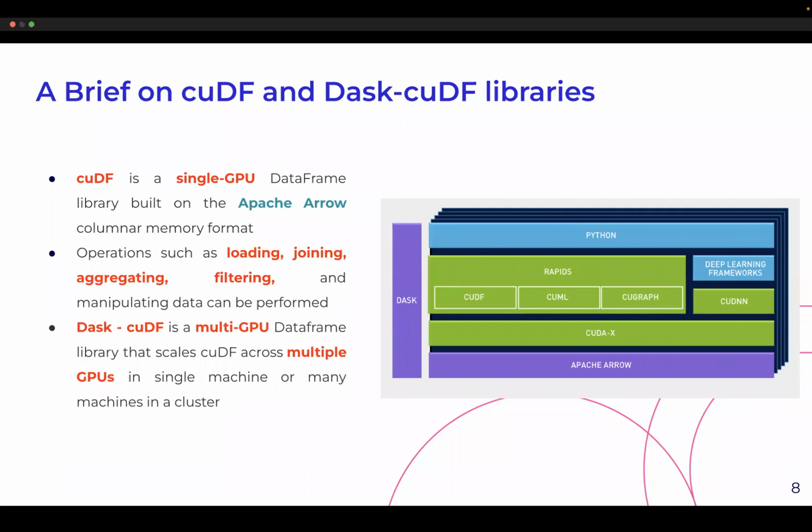So we have the option to use CPU. If the data file size is large, then we can just use a single GPU and do the operations using CuDF. And if the data file size is larger than the single GPU memory, then we can go with Dask in combination with CuDF.